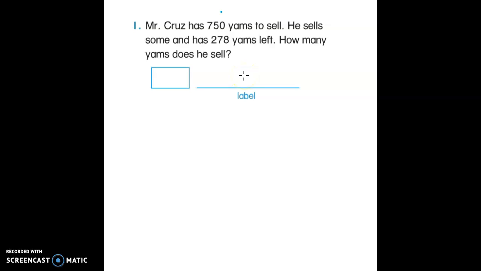Okay, I'm going to circle the things that are important. 750, that's a number, that's important. So is 278. He sells some. I know that sells generally means that it's a takeaway, and has 278 yams left. How many yams does he sell?